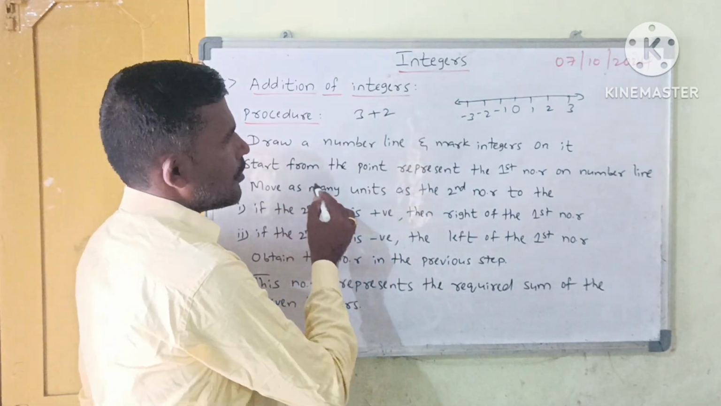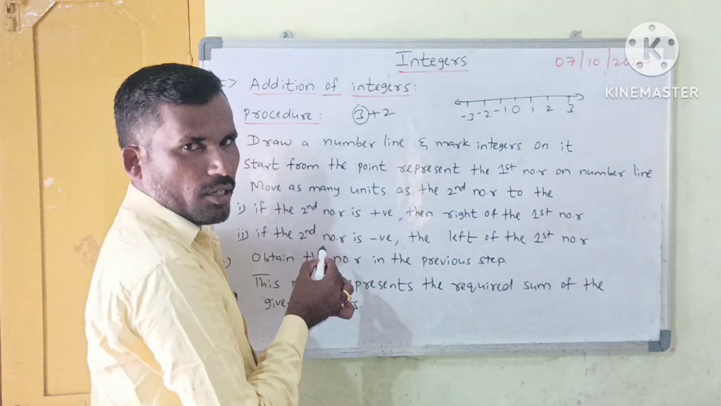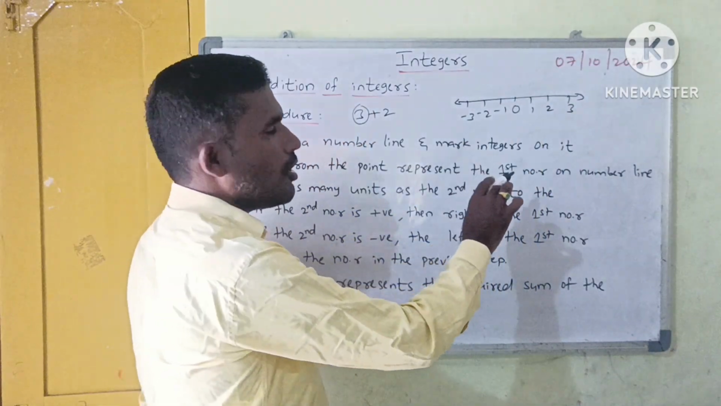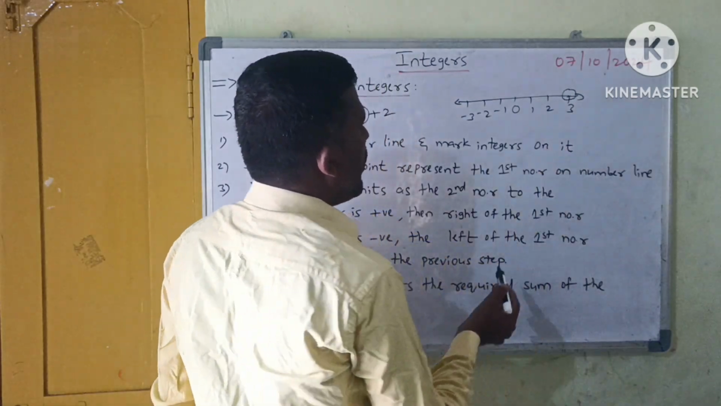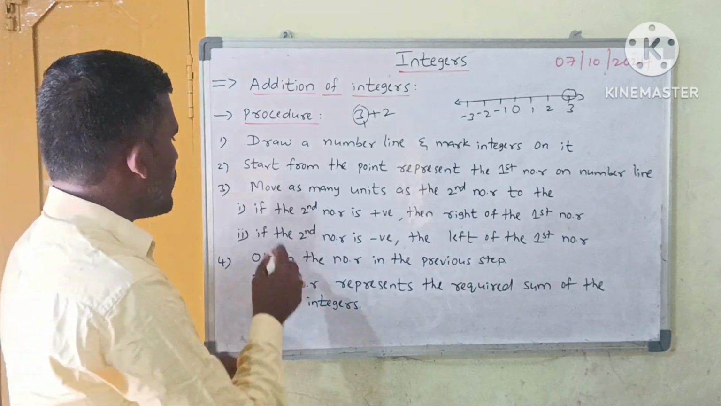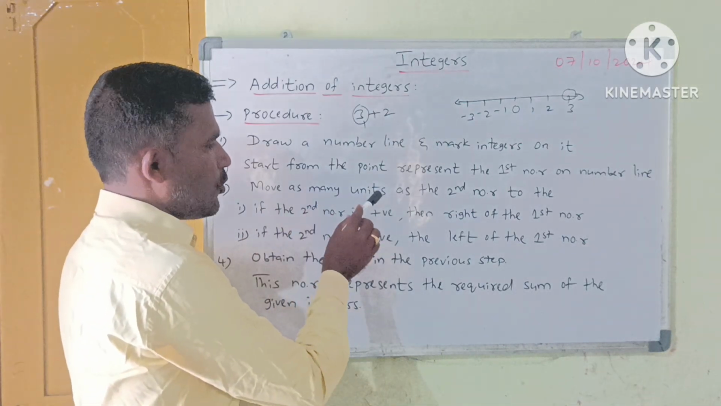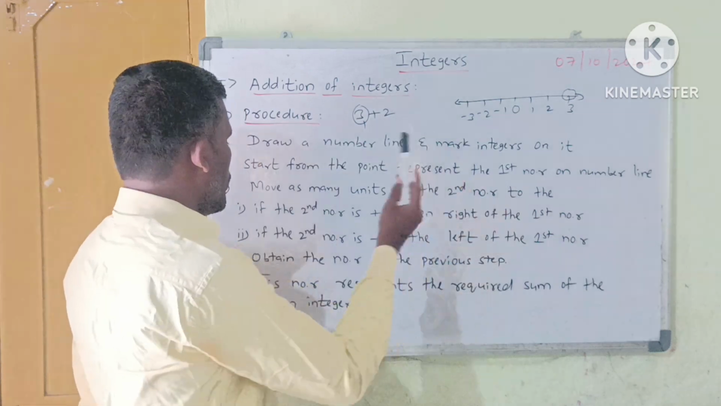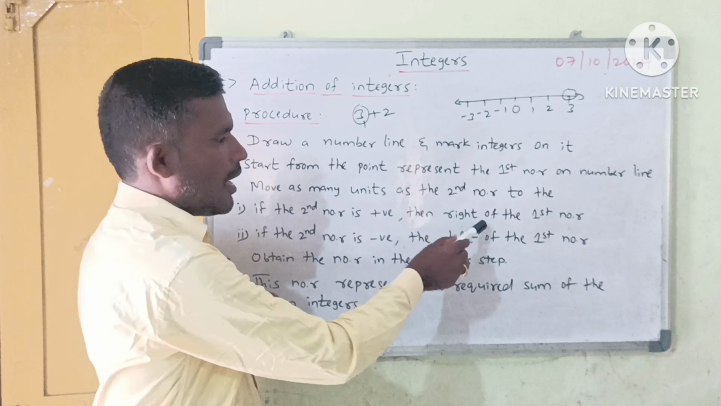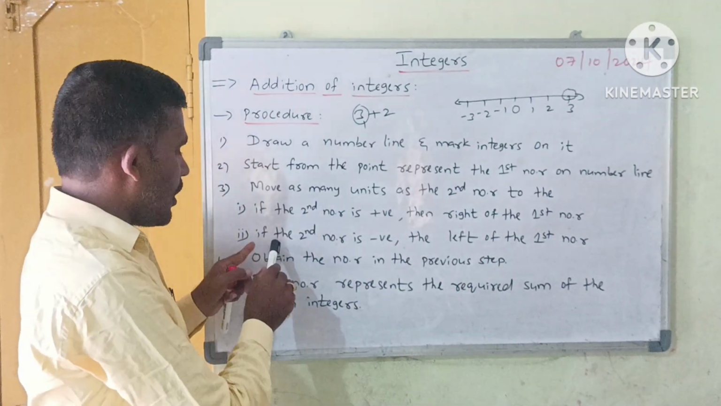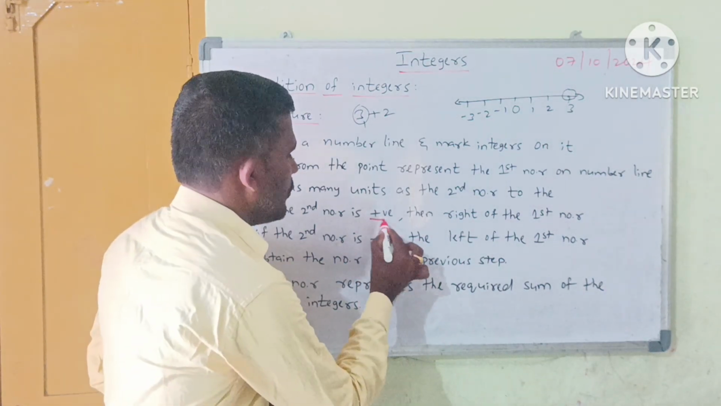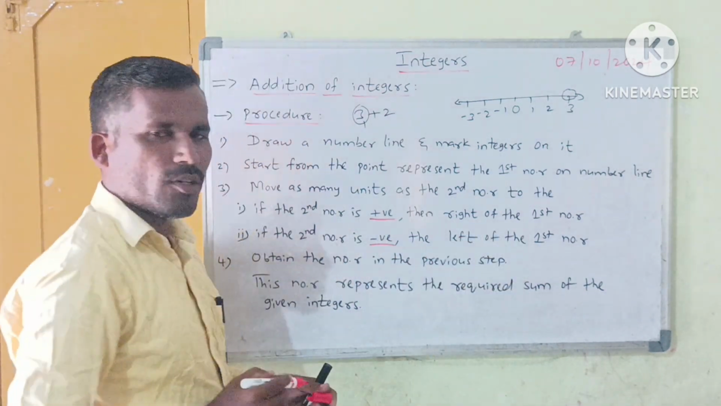For example, while I am given 3 plus 2, the first number is 3. So this 3 you have to represent on the number line. On the number line, first you have to mark the first number. And the third step is move as many units as the second number. If the second number is positive, move to the right of the first number. If the second number is negative, move to the left of the first number.